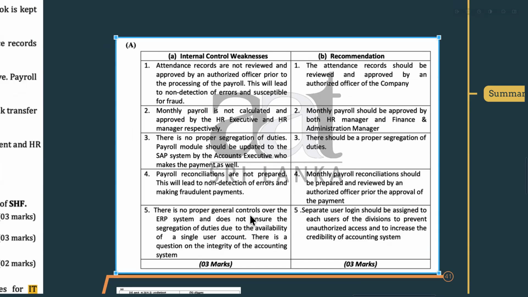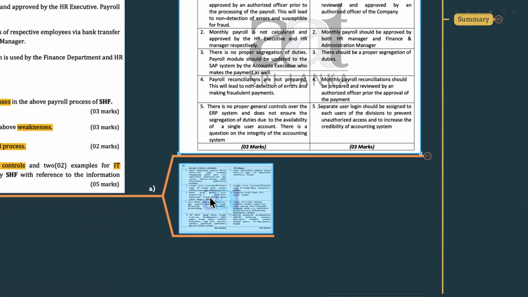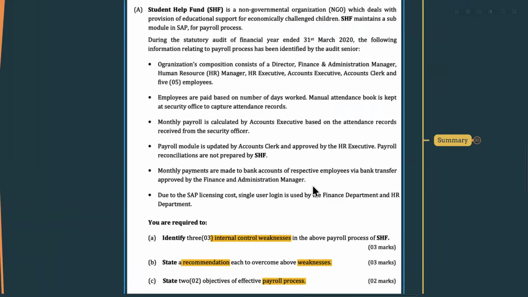And there are no proper general controls over the ERP system, and it doesn't ensure segregation of duties due to the availability of a single user account. There's a question on the integrity of the accounting system. It means who changed what, and whether the report produced by the accounting system is accurate or not. So there's a problem with the integrity. And what's the recommendation? Separate user logins should be assigned to each user, but it will cost. It will cost much, my dears. If they have 10 user logins, it will cost much more. It will exceed the benefits. That's why people are using one single user login and password, right? But to prevent unauthorized access and increase the credibility of the accounting system, there are no options. We have to use separate logins with separate access levels.